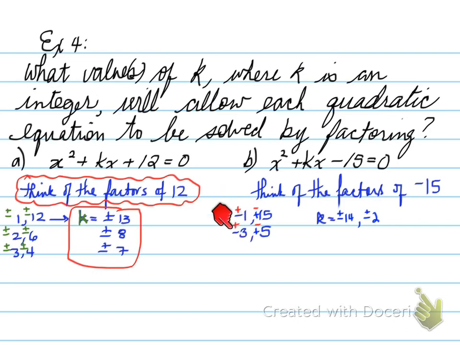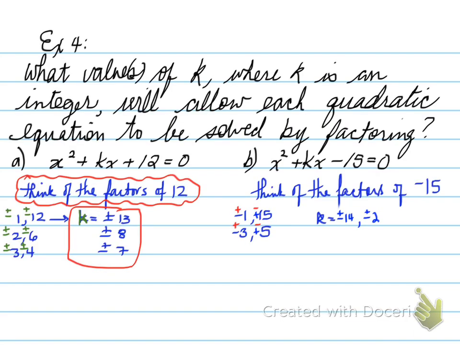And then if I take positive 3 minus 5, that'll give me negative 2. And negative 3 plus 5 will give me positive 2. So plus or minus 14 and plus or minus 2. Those are the values of k. All right, moving on.